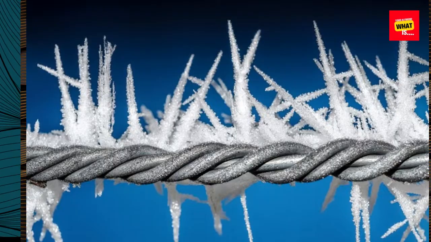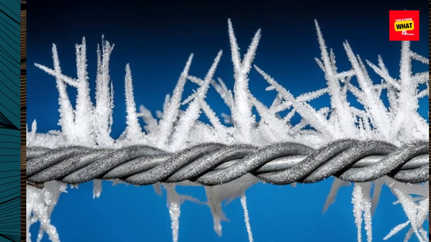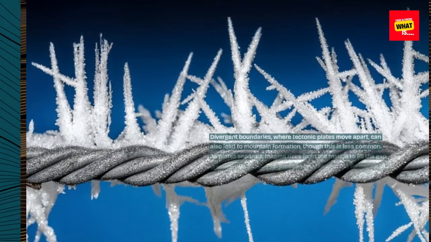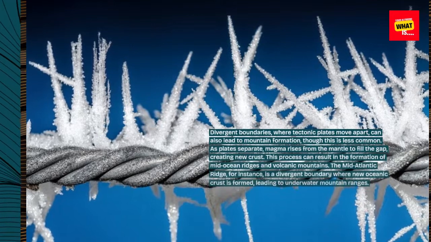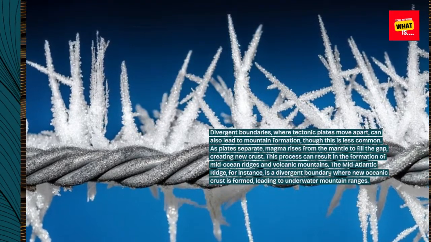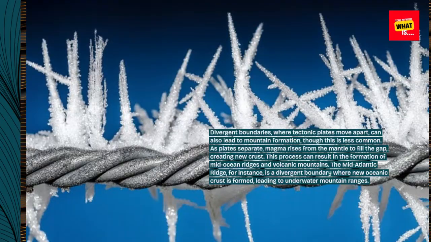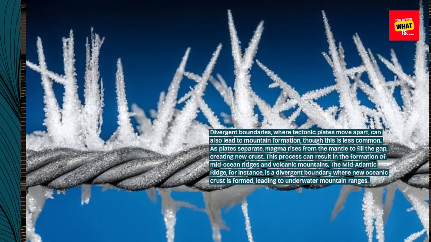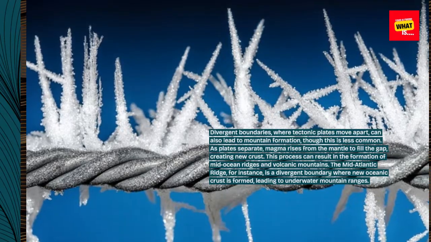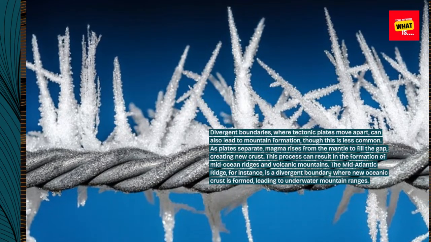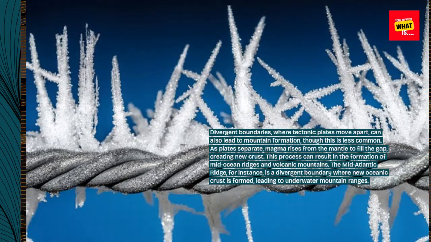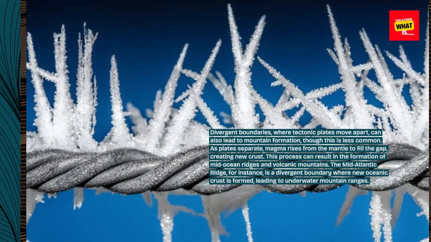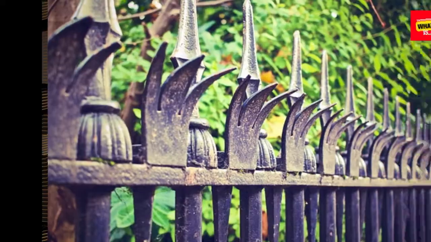Divergent boundaries, where tectonic plates move apart, can also lead to mountain formation, though this is less common. As plates separate, magma rises from the mantle to fill the gap, creating new crust. This process can result in the formation of mid-ocean ridges and volcanic mountains. The Mid-Atlantic Ridge, for instance, is a divergent boundary where new oceanic crust is formed, leading to underwater mountain ranges.